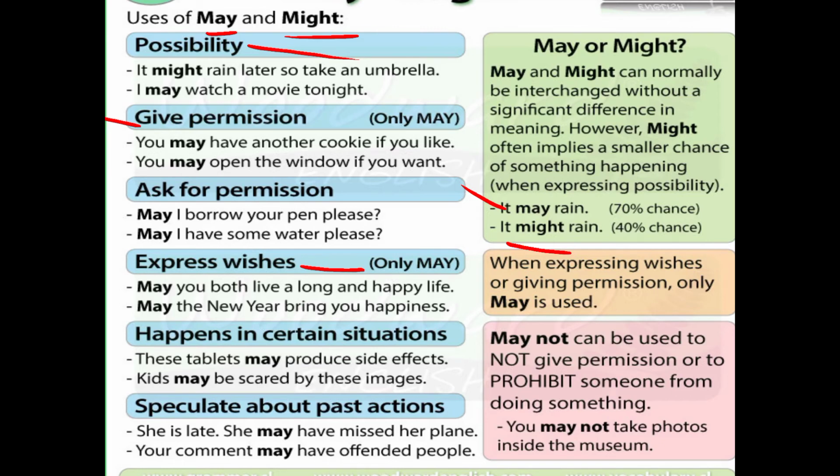Now apart from this, you can just look here. If there is speculation, that is not completely sure, for example, "she is late, she may have missed her plane". So somewhere here, you are trying to speculate about a past action. "She may have missed" means something has been done, but you are just speculating only, you are guessing it. So in that case you have to use this "may".